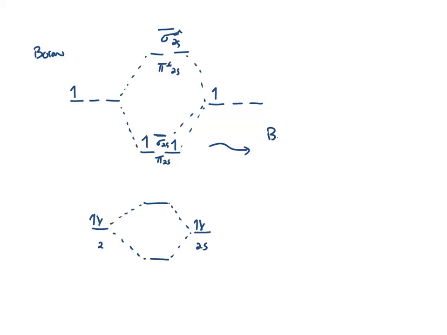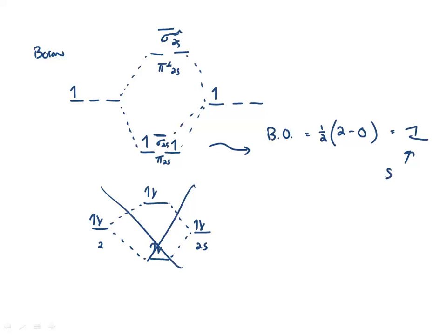And so notice this predicts for my bond order of 1/2 of, let's see, I technically have 2, well, these are full, so those cancel, so we can ignore those. So really I have 2 minus 0 equals 1. So it predicts a single bond.